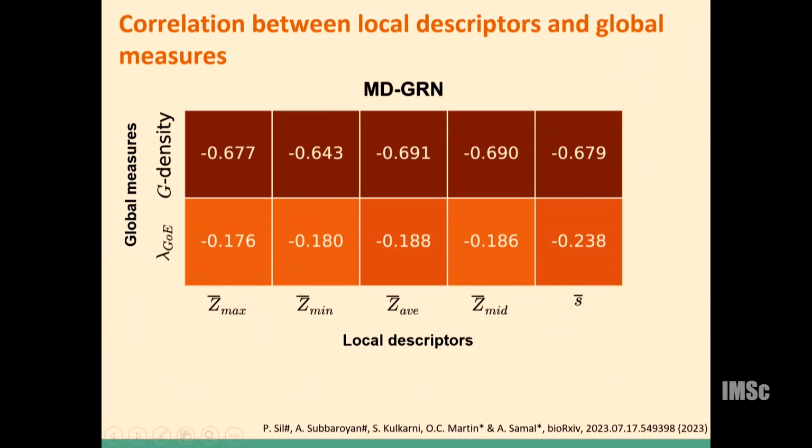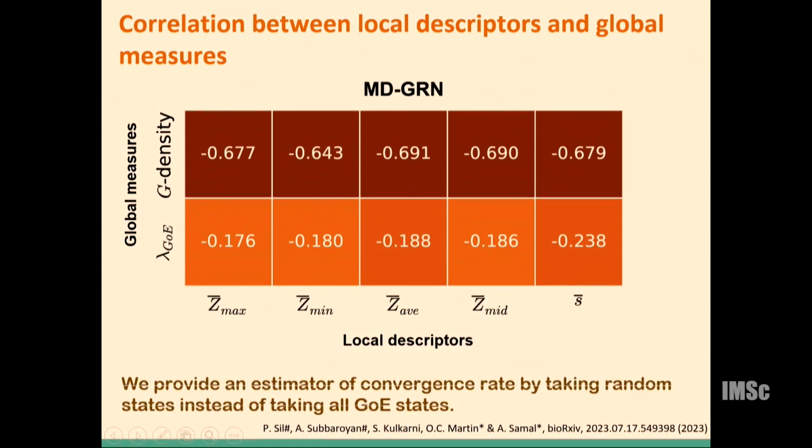And finally, if you see the correlation, we can see that the Z parameter also correlates well with G density. Specifically, across all 10 models, the last 3 local descriptors, that is the Z average, Z mid, and the network sensitivity, show good correlation with G density, but it is not so with the convergence rate. So for convergence rate, we provide an estimator just by taking some random states and not considering all the Garden of Eden states.